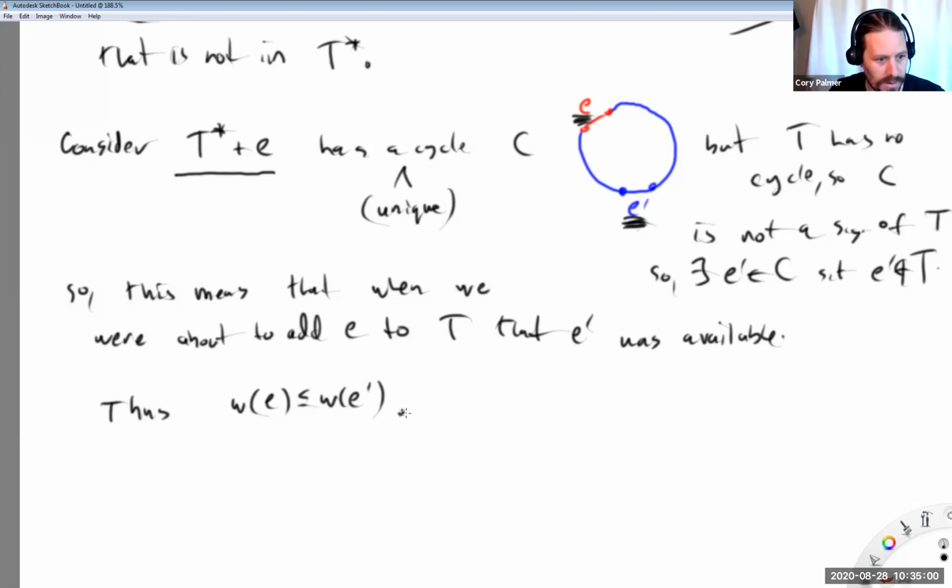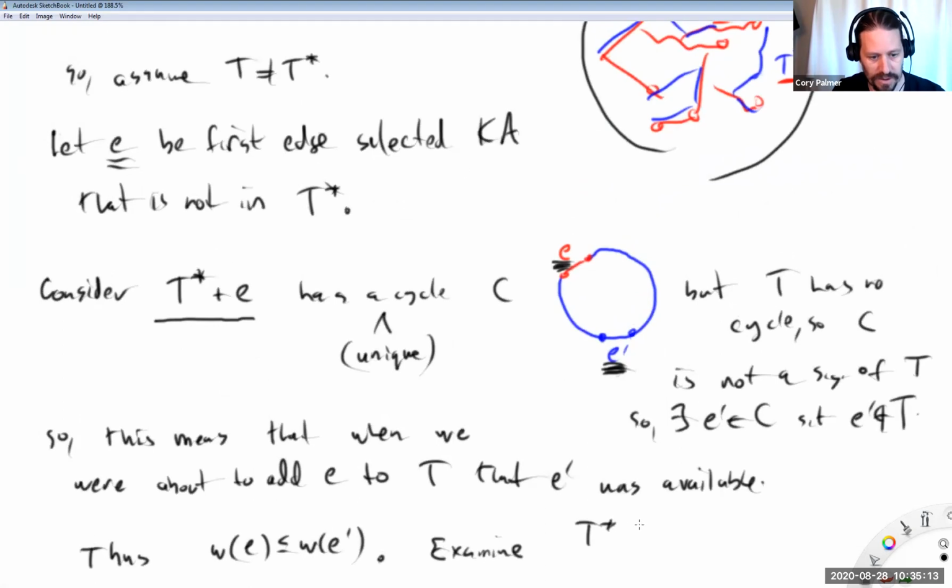So now examine the following. T star, that's the red, right? That's the red spanning tree, which is a minimal spanning tree, this hypothetical spanning tree. Let's look at T star. Let's add to it E, which creates this cycle, right? Which we've done a moment ago, and then subtract from it E prime, right?